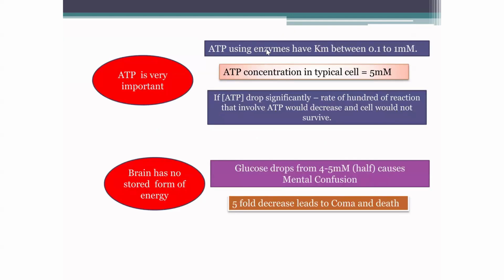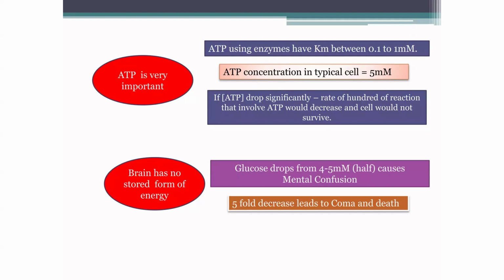Now, ATP-using enzymes have a Km between 0.1 and 1 millimolar. The ATP concentration in a typical cell is usually 5 millimolar. If the ATP concentration drops significantly, it means that the rate of hundreds of reactions that involve ATP will decrease, and then the cell will not survive. So the typical concentration of ATP in a body system is 5 millimolar, and it has to be maintained within that.